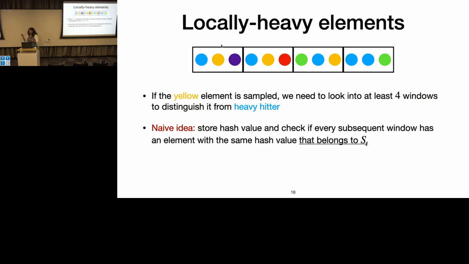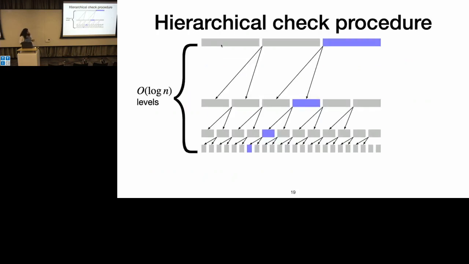I think it's similar to what someone pointed out before: you have to remember the t. The one thing we said is we want to check if it belongs to the sampled set. If it's just the subsequent window, you can remember t. But you don't even have a bound on the number of windows you're going to check, so you have to remember t all this time. That is log n space, which is why this is not going to work. So what we do is we have some kind of hierarchical check structure.